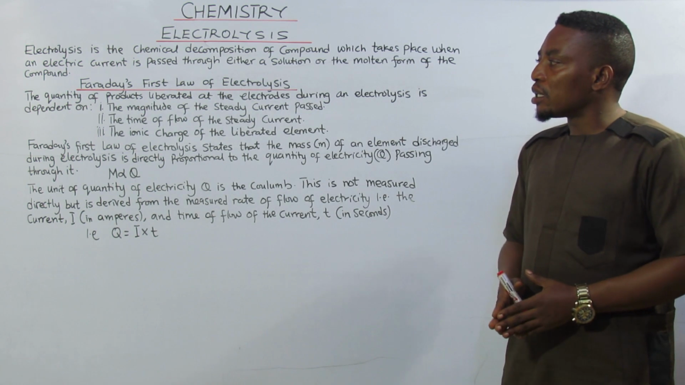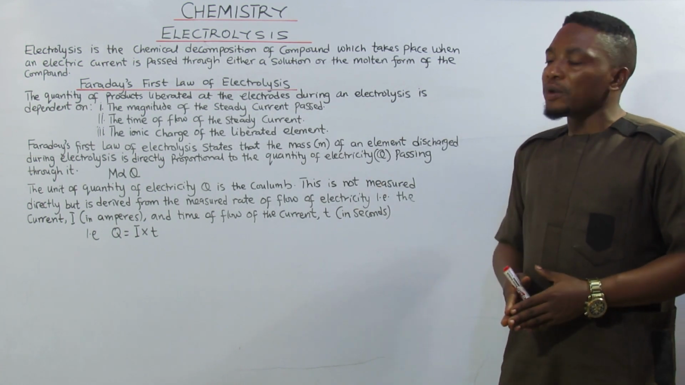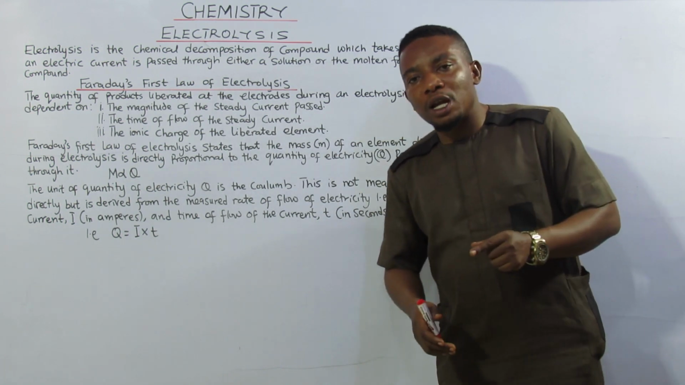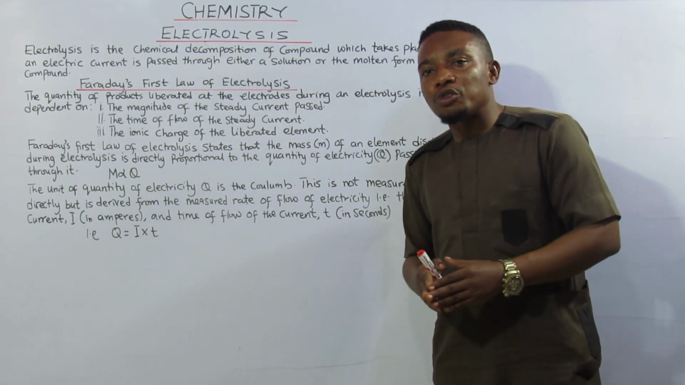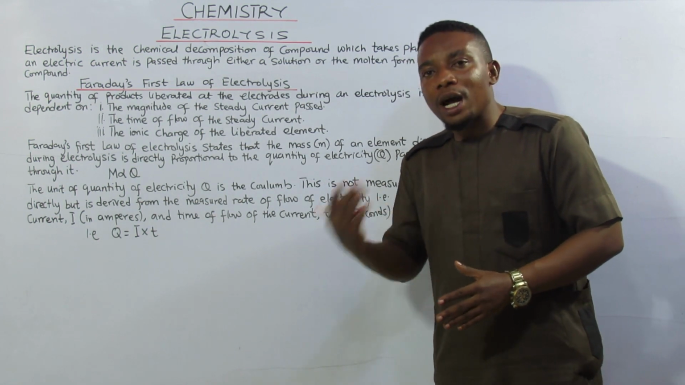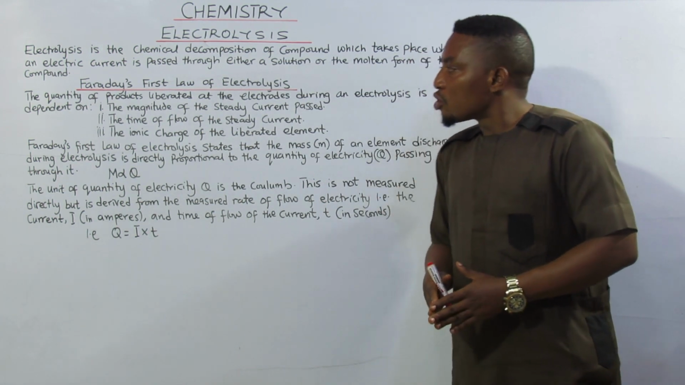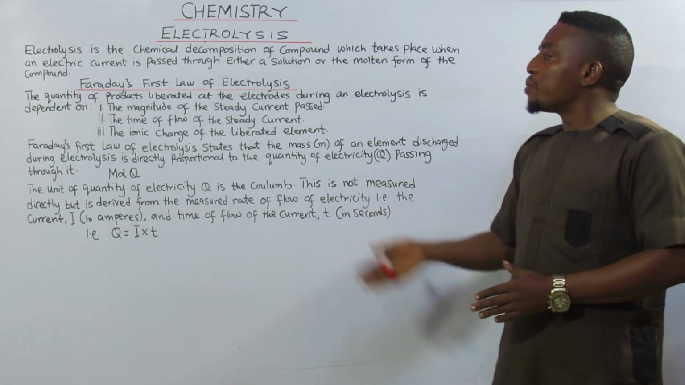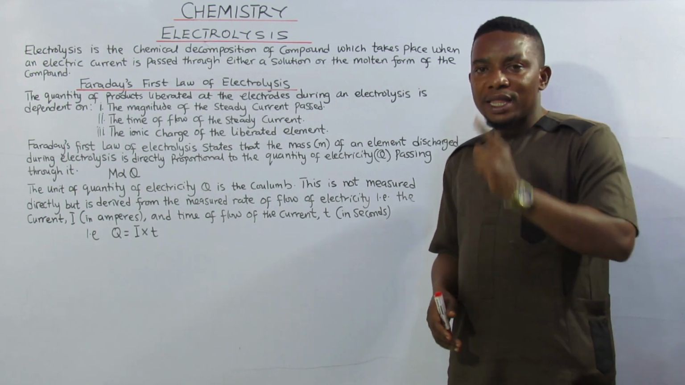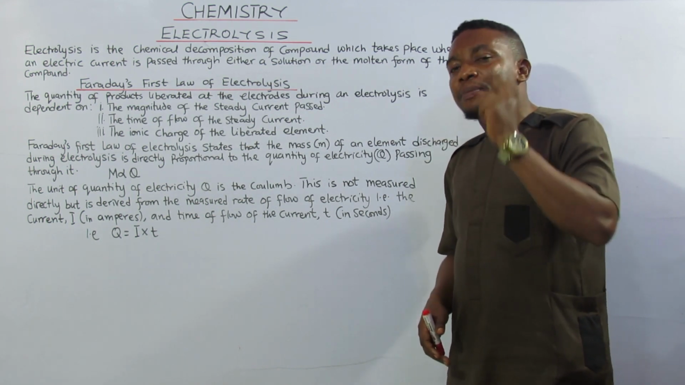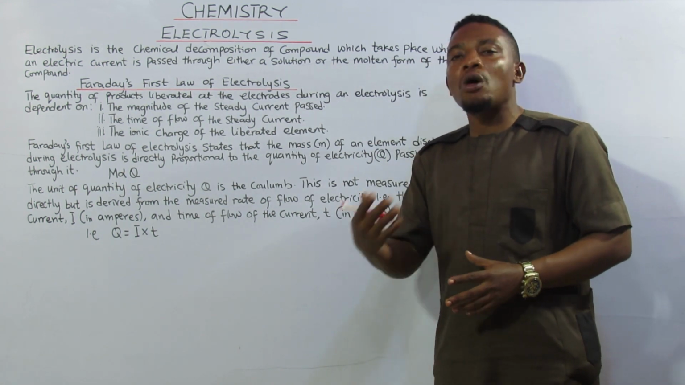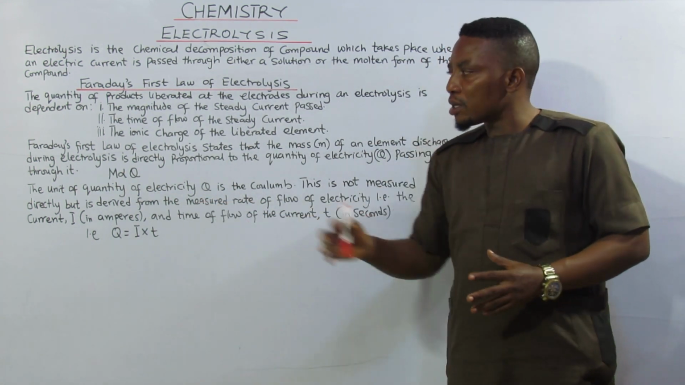He said that the quantity of products liberated at electrodes, because it's through the electrode that current is supplied to the compound that is the electrolyte, and once that happens, electrolysis will take place. So he said the quantity of products liberated at electrodes during an electrolysis must be dependent on, one, the magnitude of the steady current that passes through it.